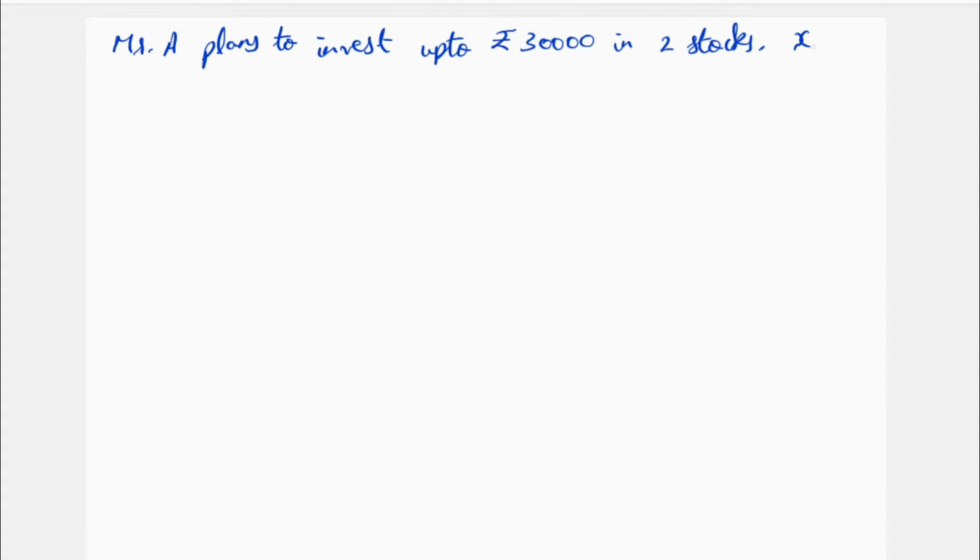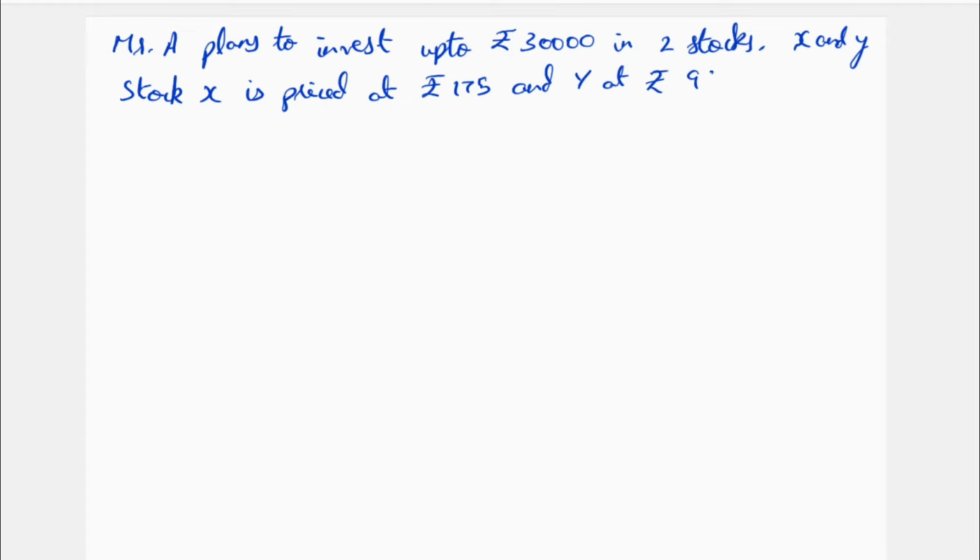Next question is, Mr. A plans to invest up to rupees 30,000 in 2 stocks, namely X and Y. Stock X is priced at rupees 175 and Y at rupees 95 per share.